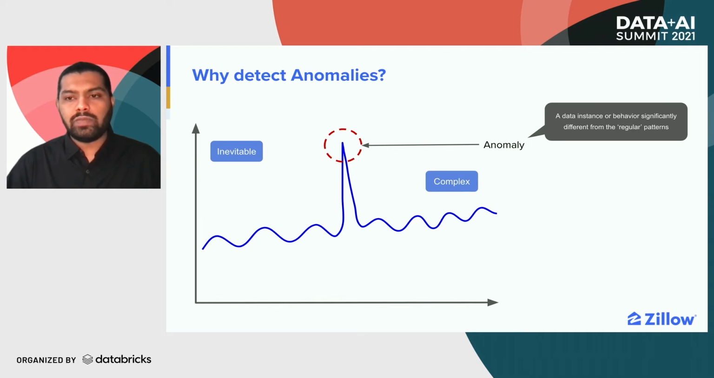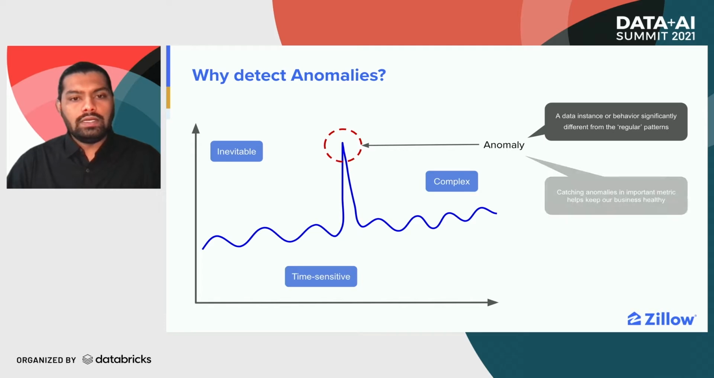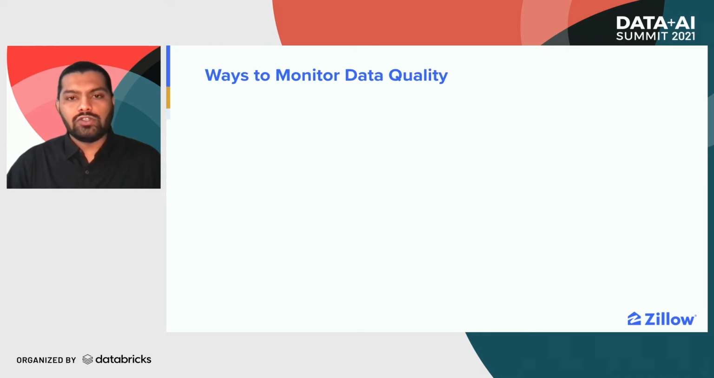There might be certain spikes or drops, or there might be changes in your trend. And all this is time sensitive, because you want to catch the anomalies as early as possible in order to avoid longer downstream effects. Overall, it is very important to catch anomalies, and it also helps you make better business decisions.